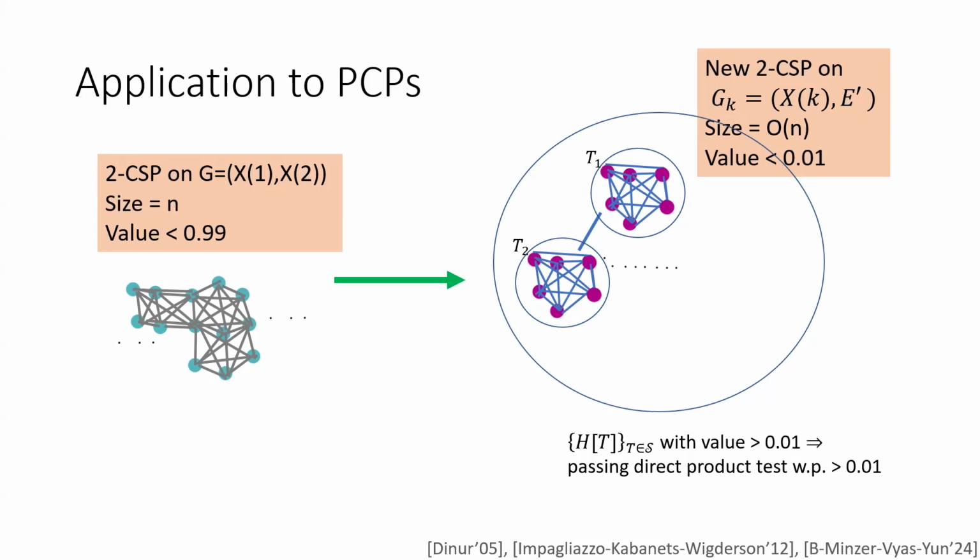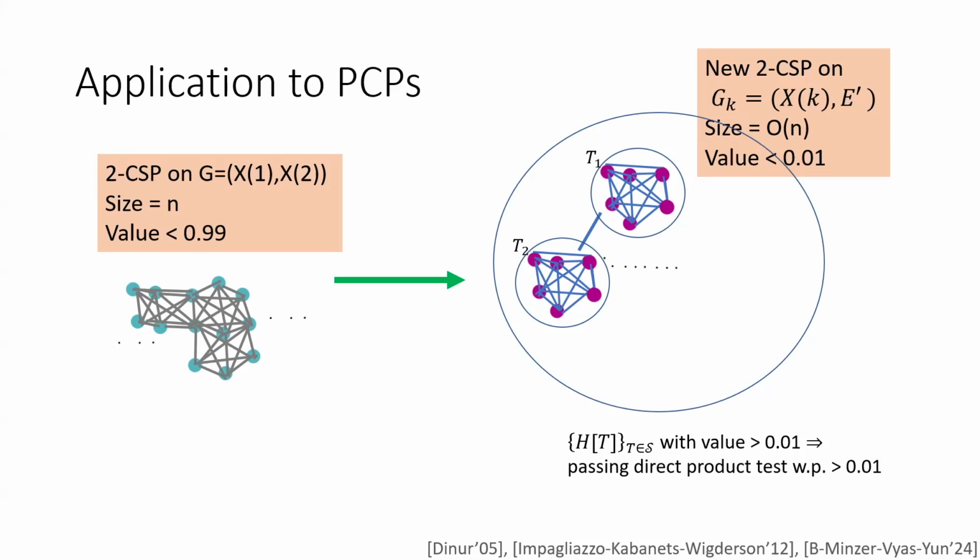Now we can try to use the direct product test to prove that this value is smaller than 1. So assume that this value is not smaller than 1. So there is an assignment with value greater than 1, let's say. Because it has value greater than 1, it also satisfies these consistency constraints, which are exactly the direct product constraints. So this implies that the assignment h of T passes the direct product test with probability at least 0.01.